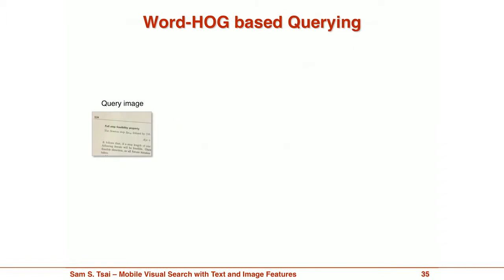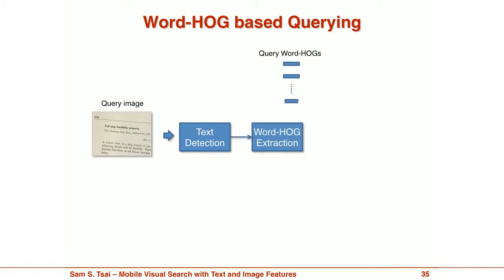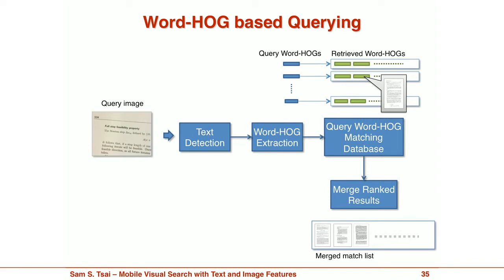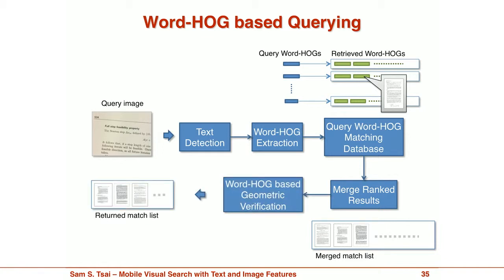When a query comes in, we detect the text and extract the Word-HOGs from the detected text. Then we use each query Word-HOG to query the Word-HOG matching database. For each query Word-HOG, we will get a list of matching results, which we can link back to its original database image. And we merge all the lists into one single list. However, we still need to make sure that the words are in order. Hence, we use an image-level Word-HOG-based geometric verification scheme to reorder the list. We will then finally return the ranked list back to the user.